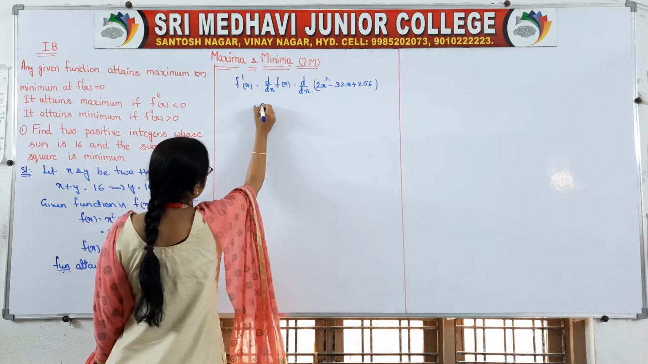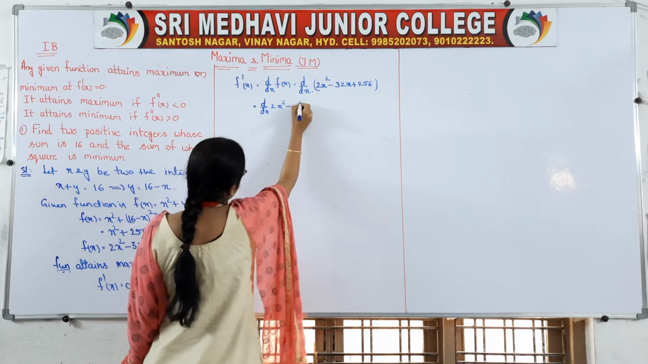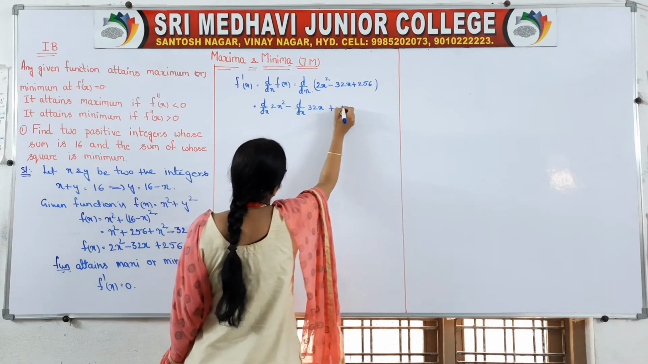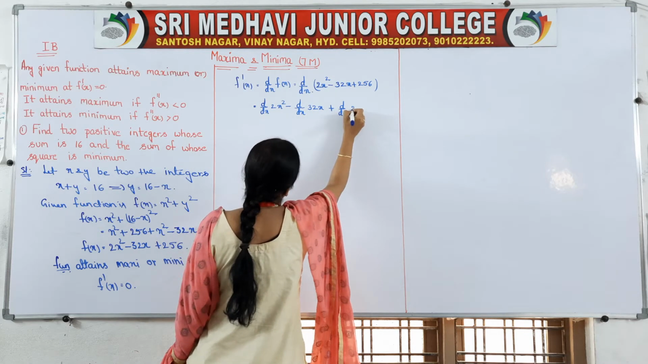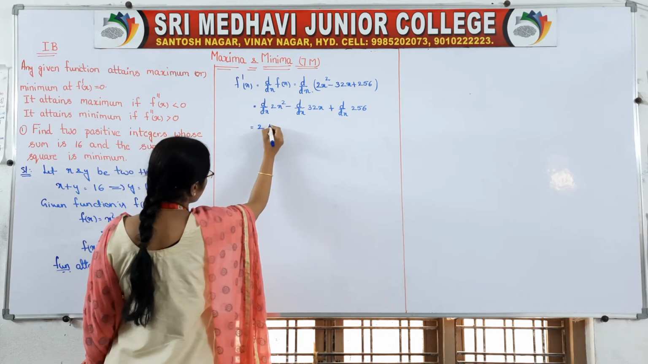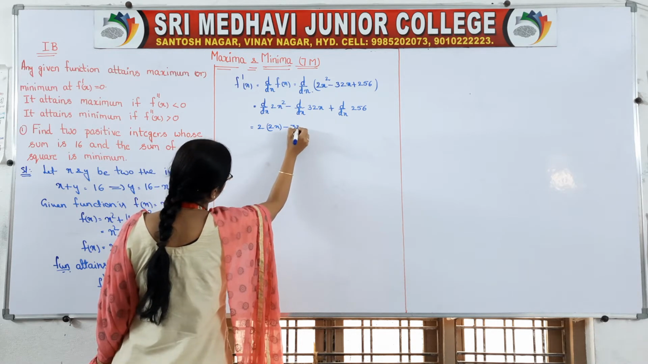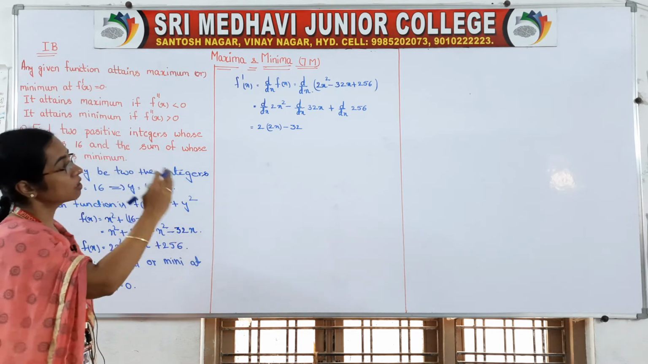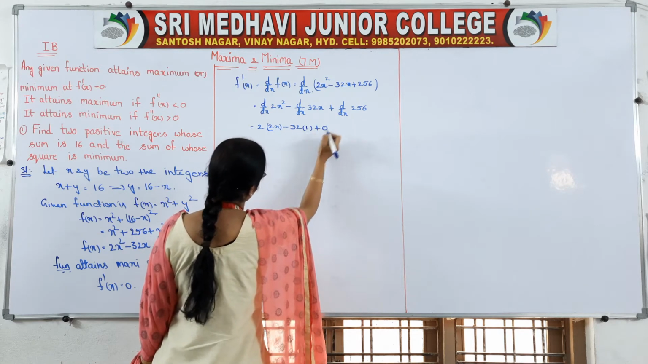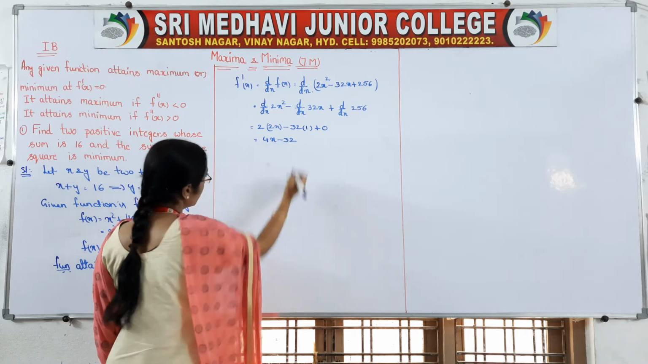So it is d by dx of 2x square minus d by dx of 32x plus d by dx of 256. So is equal to 2 into d by dx of x square is 2x, minus d by dx of 32, which is a constant outside, into d by dx of x is 1, right? So plus 0. So it is 4x minus 32.